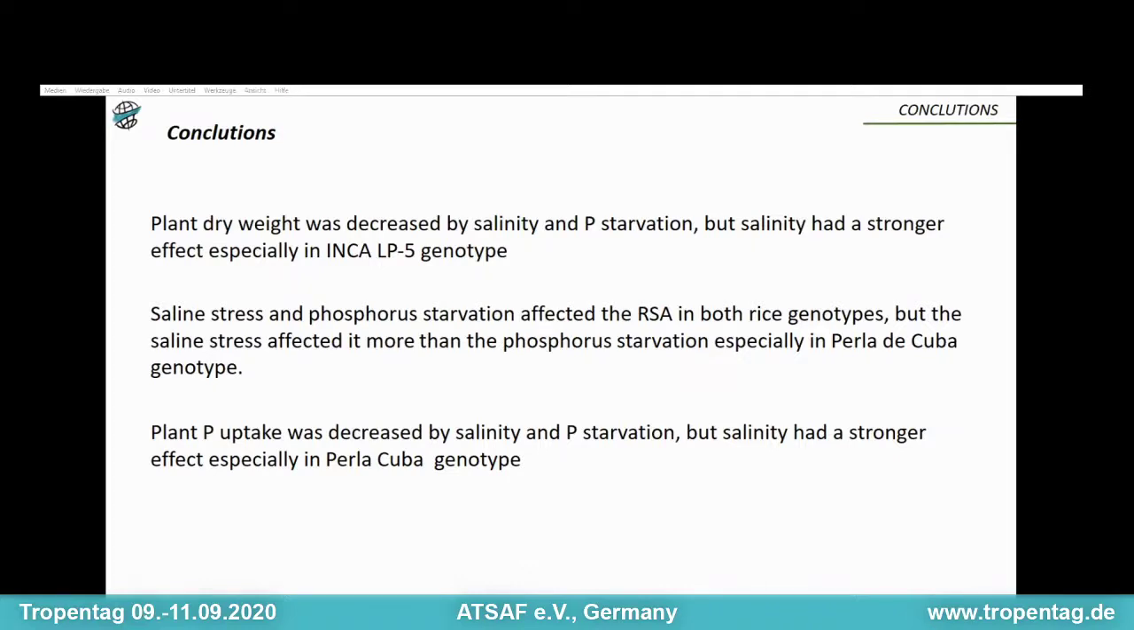Saline stress and phosphorus starvation affected the root system architecture in both rice genotypes, but the saline stress affected more than the phosphorus starvation, especially in the Perla de Cuba genotype. Plant phosphorus uptake was decreased by salinity and phosphorus starvation, but salinity had a stronger effect, especially in the Perla de Cuba genotype.